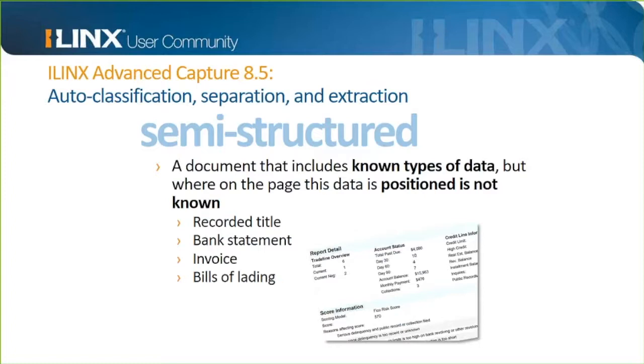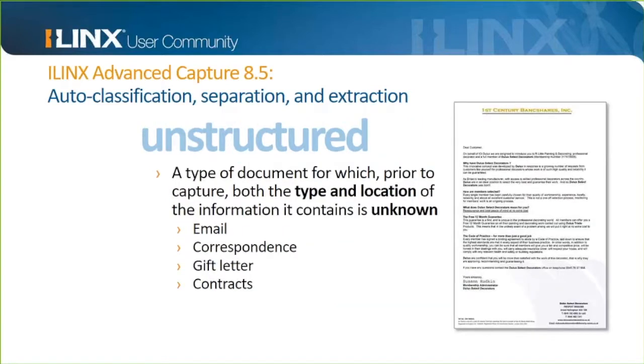So we know that information should be there, but it looks very different depending on who you're purchasing from. Other examples might be a title or a bank statement or bills of lading, things that we know should contain certain amounts of information. We just don't know where it is. So the Advanced Capture system is very, very good at allowing you to go in and teach it to understand how to pull information out of those types of documents.